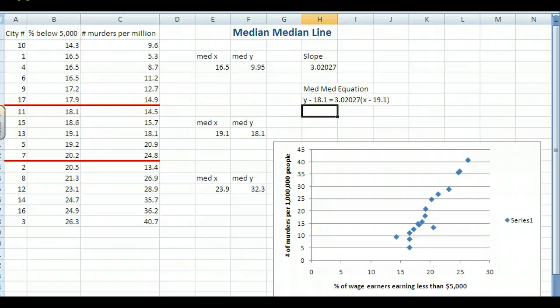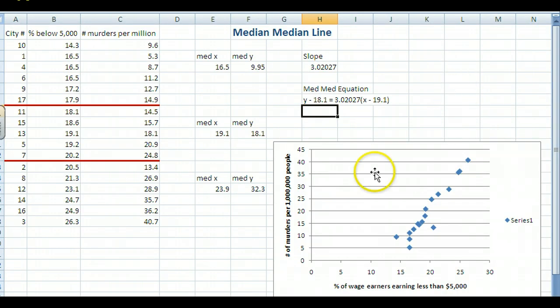There is the equation of the median-median line. This linear equation approximates this particular data set. So one will be able to make predictions should there be a lower or higher percentage of the number of people below $5,000 per capita annual income.